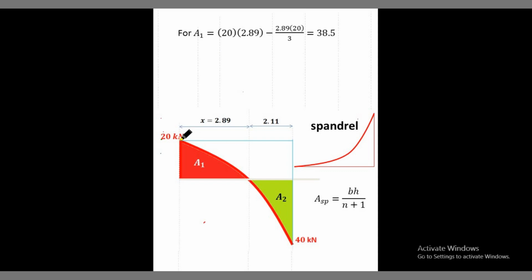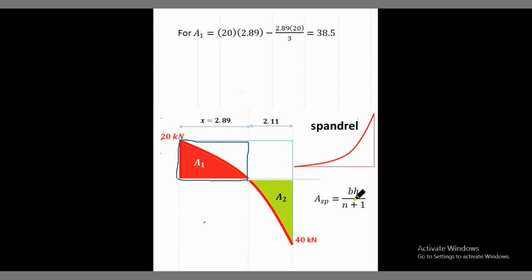If I'm going to draw a rectangle here, the area of this rectangle is 20 times 2.89. Then, since area 1 lang ang concern ko, dito kulay white, that is a spandrel. So, para makuha ko si area 1, from this rectangle, I have to subtract yung area nitong spandrel na to.